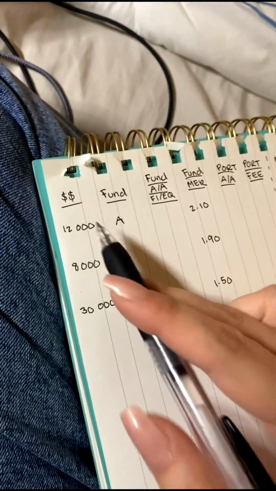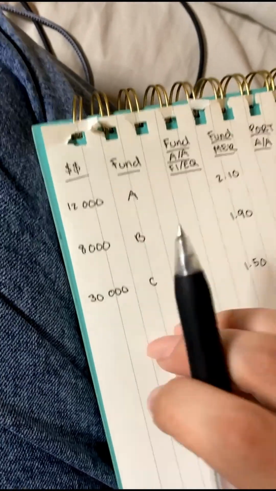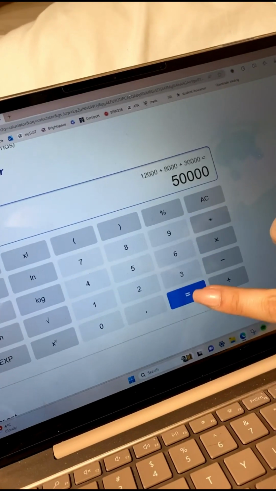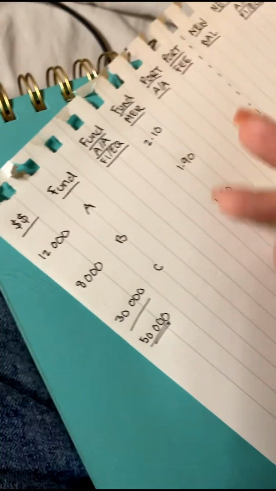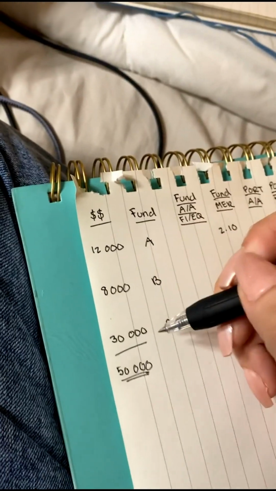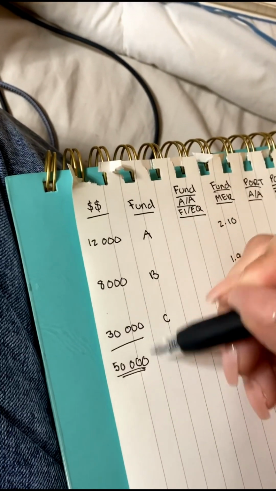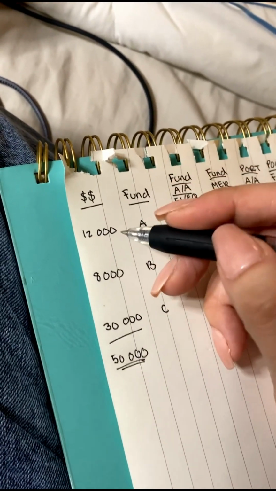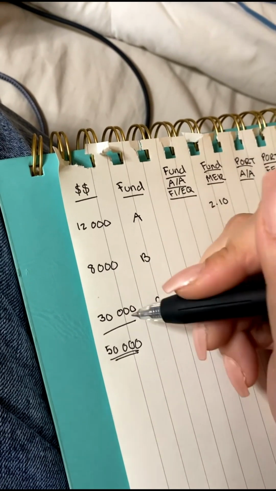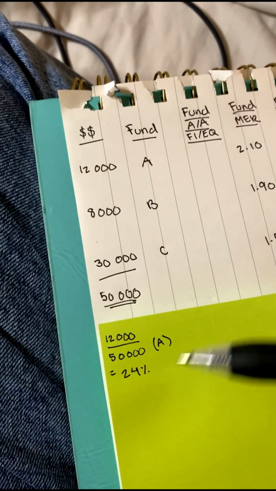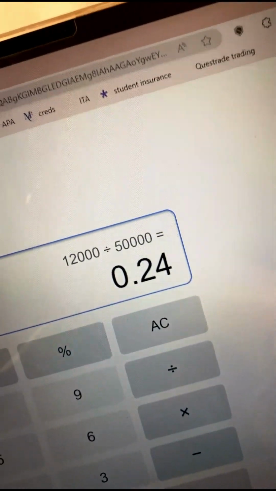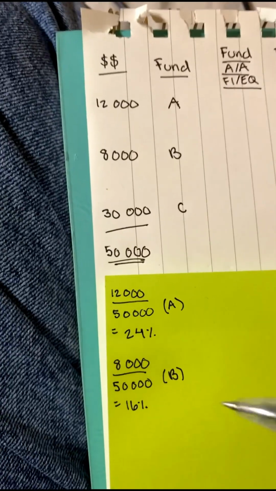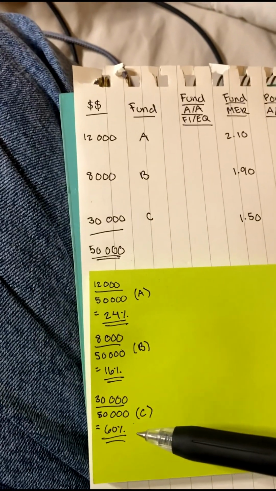Step 1 is to total all of these numbers to find the total value of the portfolio. That's 50,000. Step 2, you want to find out what percentage of 50,000 each fund takes up. So you divide 12,000 by 50,000, 8,000 by 50,000, and so forth. So for A it is 24%, and then you do the same thing for the others. Then 16% for B, and then 60% for C.